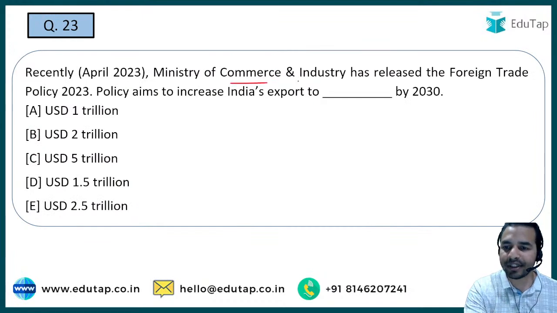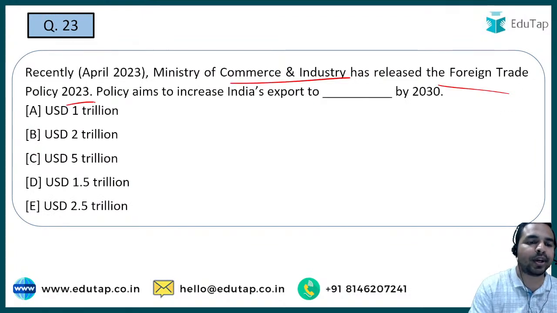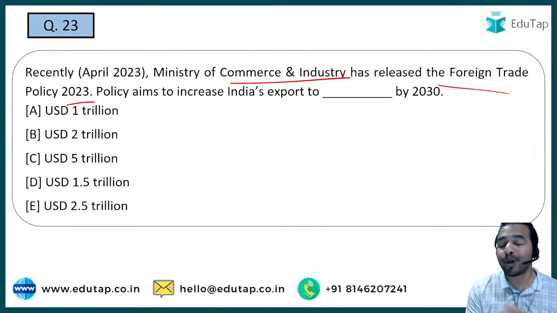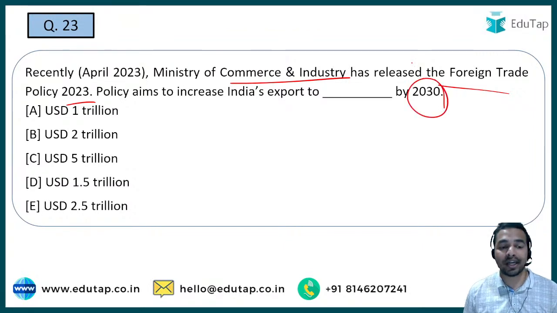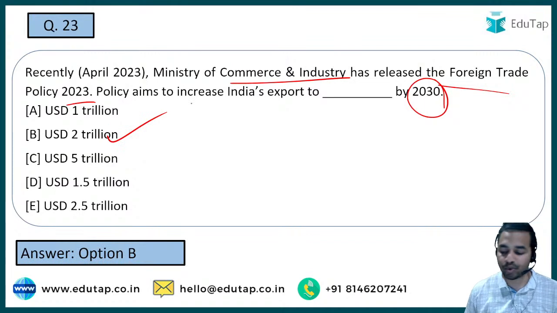So Ministry of Commerce and Industry has released the Foreign Trade Policy 2023, and you are required to tell me what exactly is the target of this particular policy, that India is aiming to achieve by 2030. So what exactly is that particular India's export that India is targeting under this policy? The right answer is USD 2 trillion. That is the right answer.